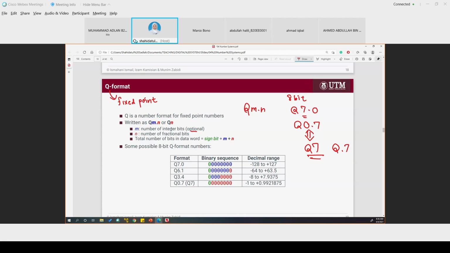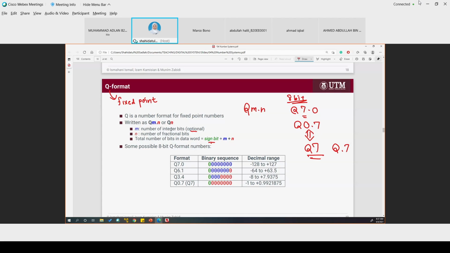The total number of bits in the data word is the sign bit plus m plus n. So when we talk about 8-bit, the first 7 bits, bit 0 to bit 6, are for the magnitude, and the MSB, or the leftmost bit, is for the sign bit, 0 or 1.